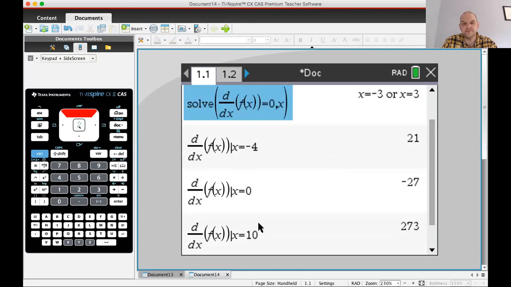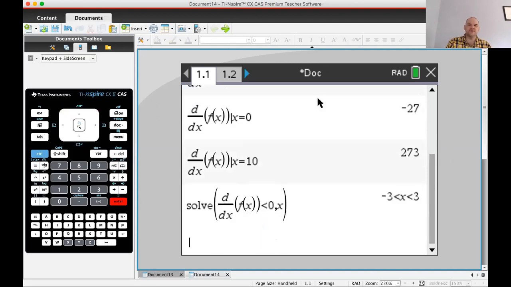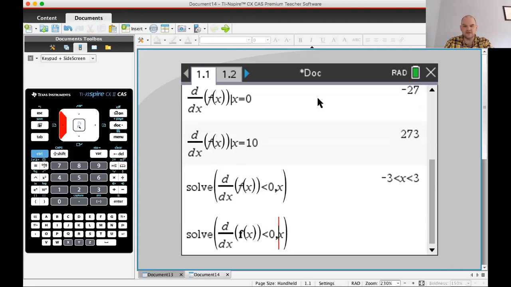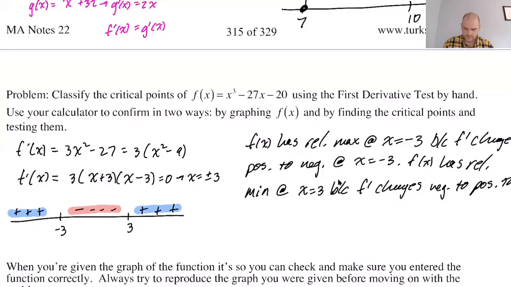Another thing you can do is have the calculator solve when the derivative is less than 0. The derivative is less than 0 between -3 and 3. So that's where your minuses go on your sign chart. Greater than 0 when x is less than -3, and when x is greater than 3. So you can fill in your pluses on your sign chart based on that. You have a lot of options. If you have the calculator with you, the sky's the limit, really. Whatever you can think of to do, the calculator will help facilitate for you.